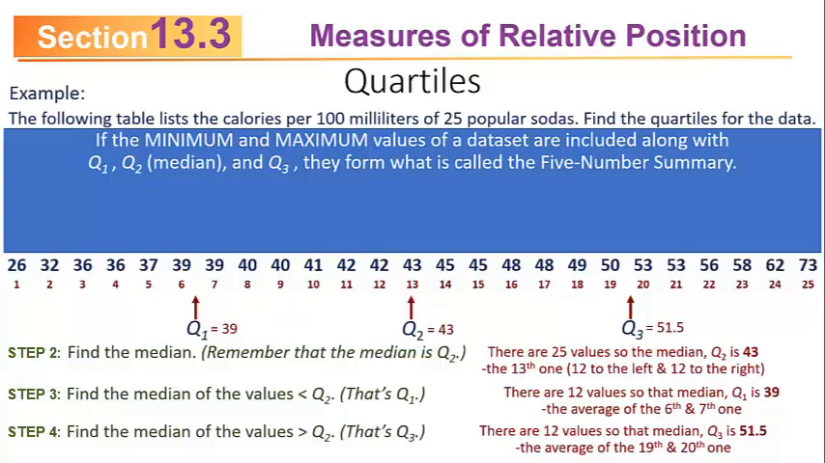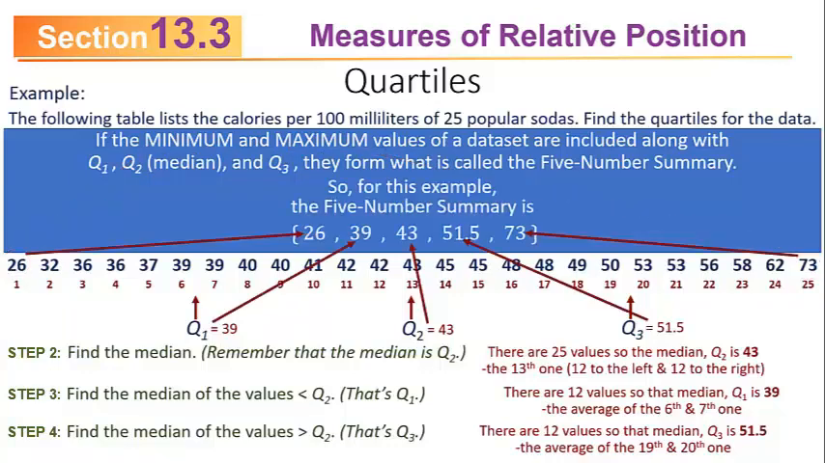If the minimum and maximum values of a data set are included along with Q sub 1, the median Q sub 2, and Q sub 3, they form what we sometimes call a 5-number summary. So just to put our thoughts together, if you take these 3 quartile values and add the smallest and largest to them, you get what a lot of people call the 5-number summary.